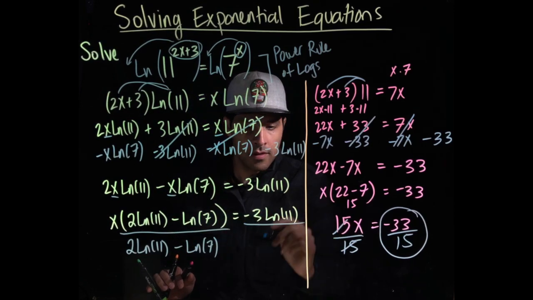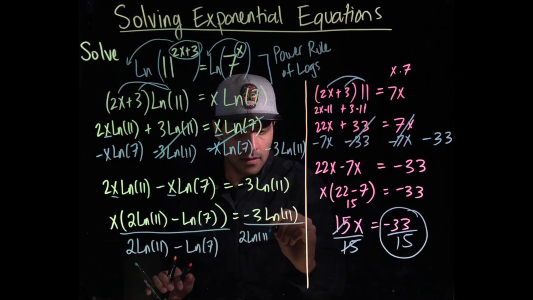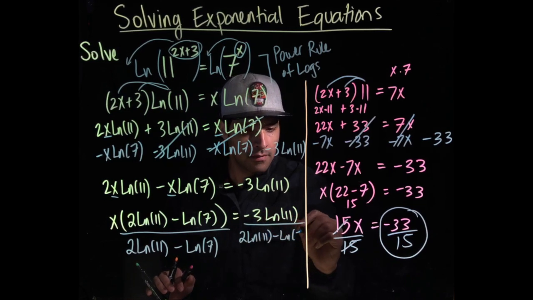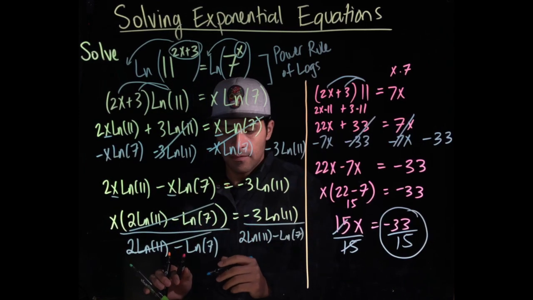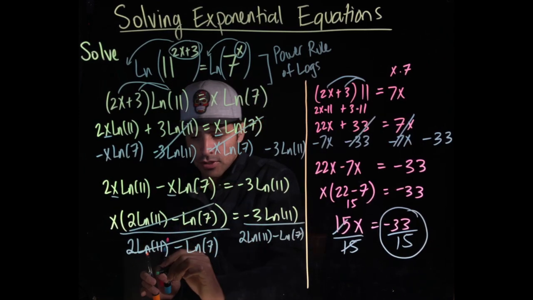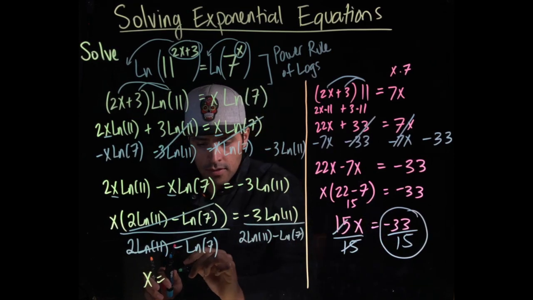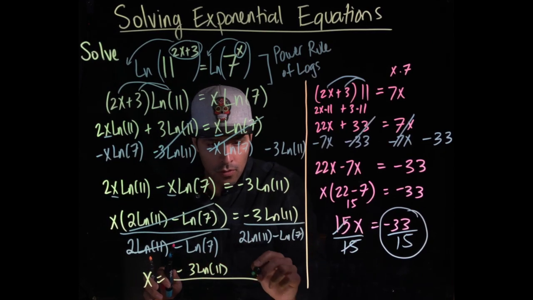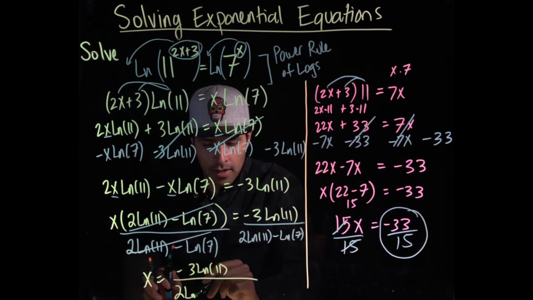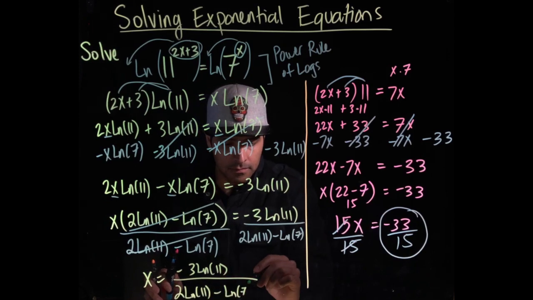And whatever I do on one side, I have to do to this side. So divide off 2 ln of 11 minus ln of 7. This gets canceled off, this gets canceled off. So this expression ends up being your answer, just the way this ends up being your answer. So minus 3 ln of 11 over 2 ln of 11 minus ln of 7.